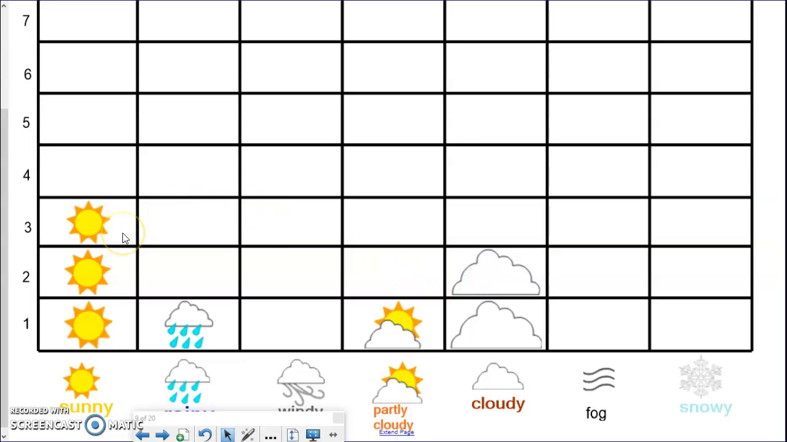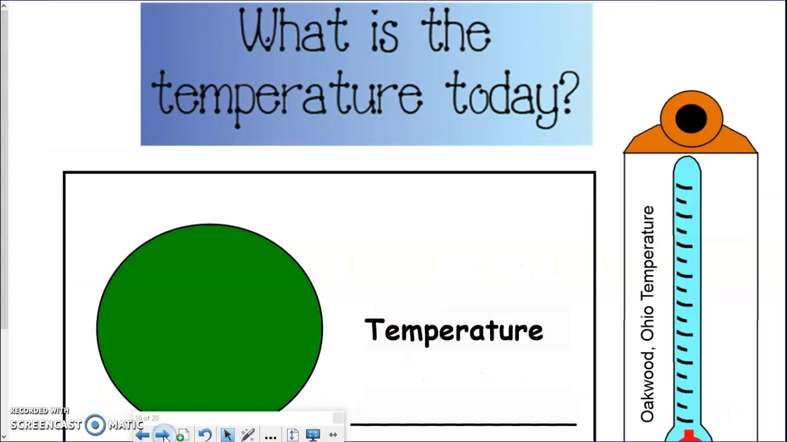So we have, let's see how many we have all together. So we have 3 sunny, 1 rainy, 1 partly cloudy, and 2 cloudy days. So let's count all together. Well, we don't need to count 3 right here because we already know there's 3. So we can go 3 and then count on 3, 4, 5, 6, 7. 7 days that we have graphed of weather.